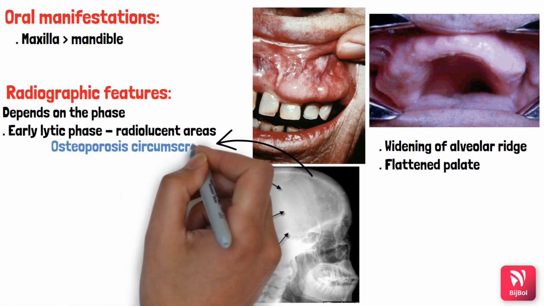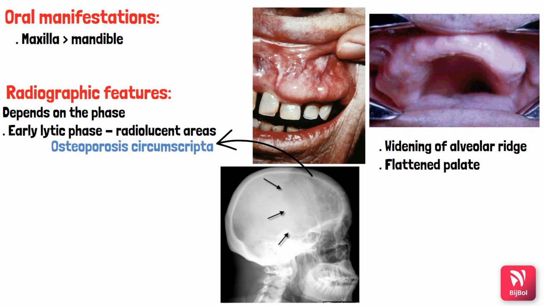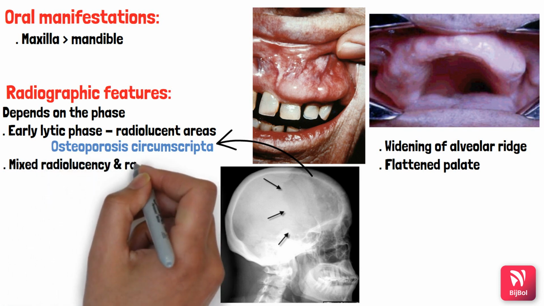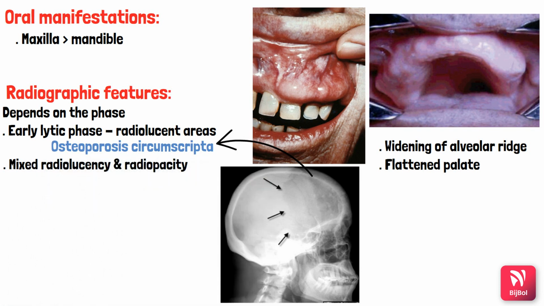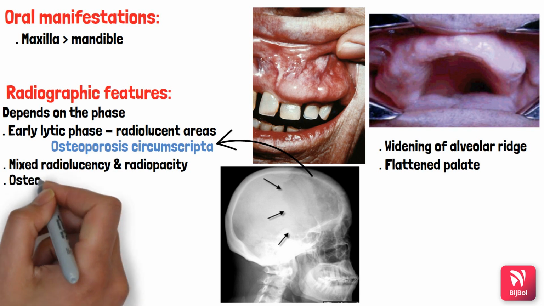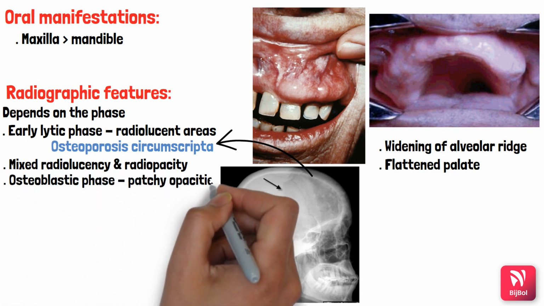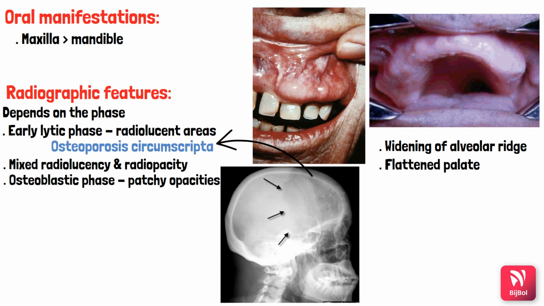And after the early lytic phase, it is followed by mixed radiolucency and radio-opacity. Because of radio-opacities here and there, it will result in patchiness, and then it is followed by the predominant osteoblastic phase, wherein there will be a high amount of radio-opacities forming, that is, patchy opacities are very high. So it gives the appearance of cotton wool.